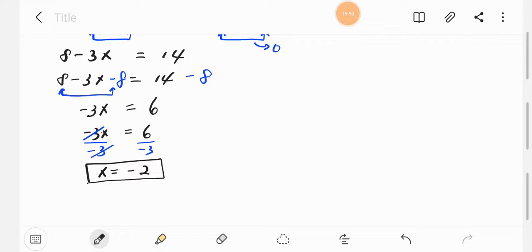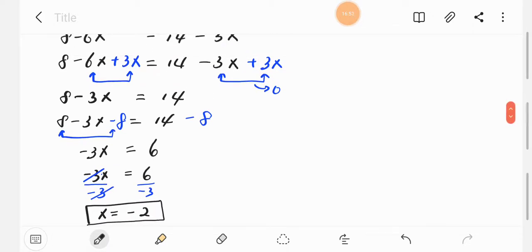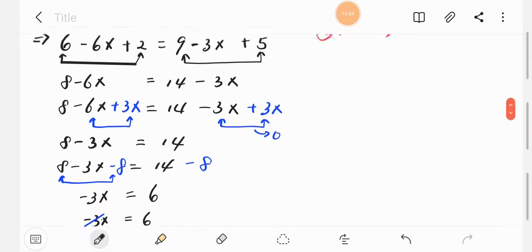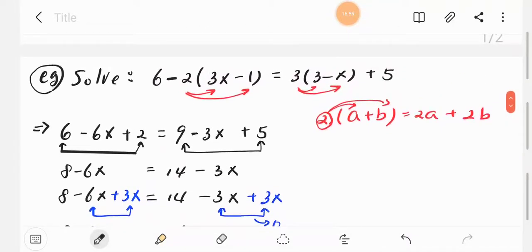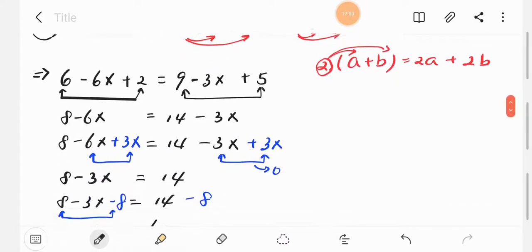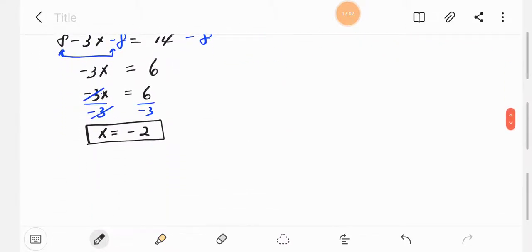So you can check. You can substitute negative 2 for x in the equation. Then the left hand side should be equal to the right hand side, so the equation will be true. All right.